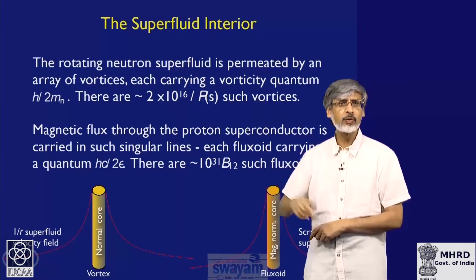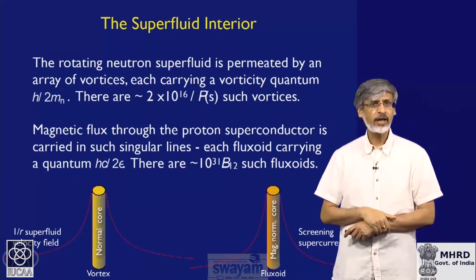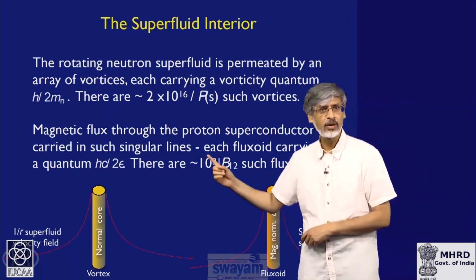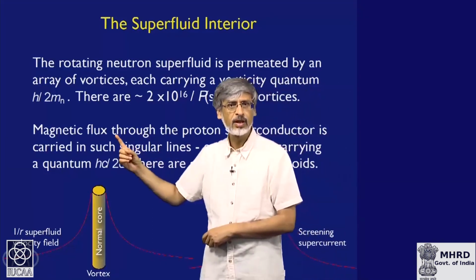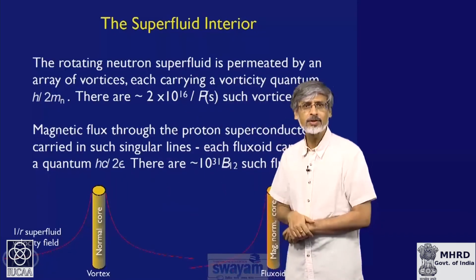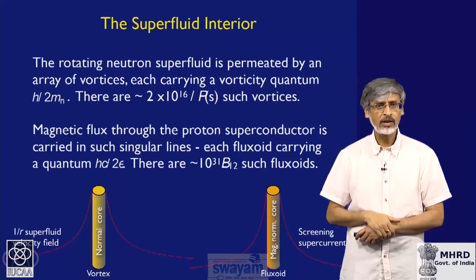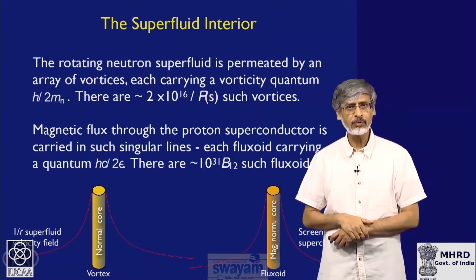The rotating neutron superfluid is permeated by an array of vortices, each vortex carrying a vorticity quantum of h by 2 m_n, and there are about 2 times 10 to the power of 16 such vortices for a neutron star spinning at a period of 1 second.